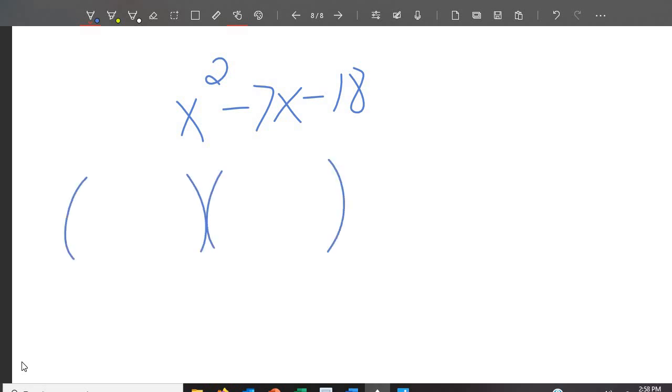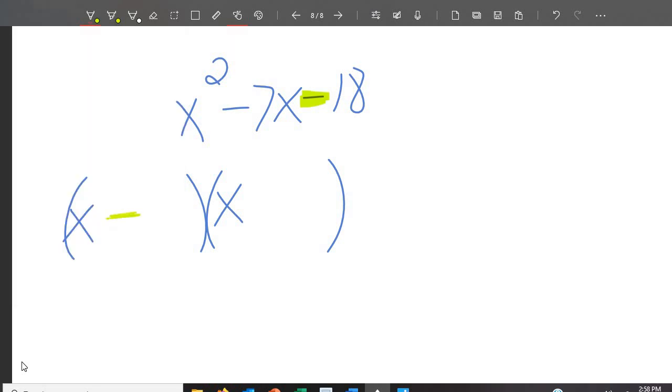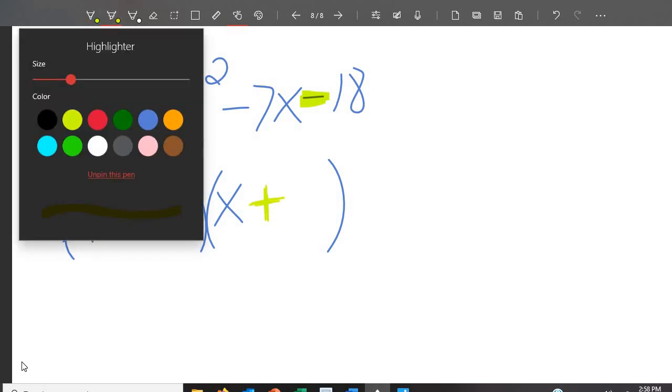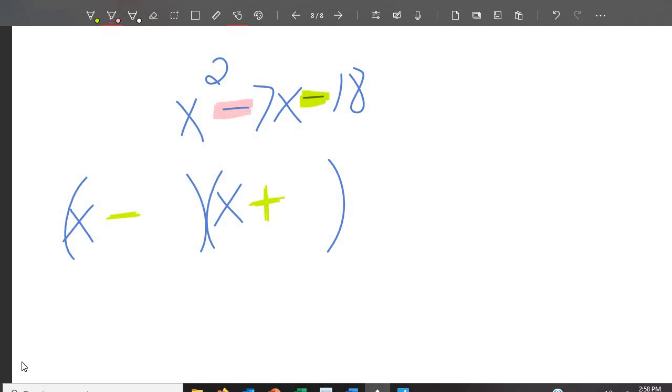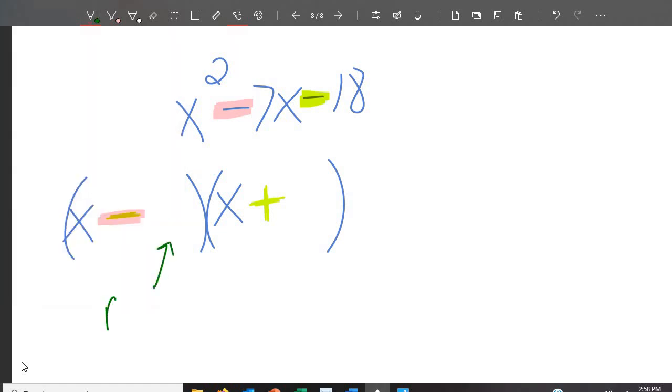Let's say we had x squared minus 7x minus 18. So I'm going to do a little trick. I mean, it's not really a trick, it's a little strategy. This sign at the end tells me the signs in the parentheses, I'm going to do this one in yellow, are going to be different. One's going to be negative, one's going to be positive. This sign tells me where the biggest number will go. This will be the biggest number.